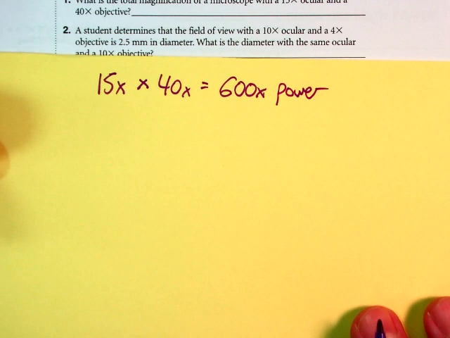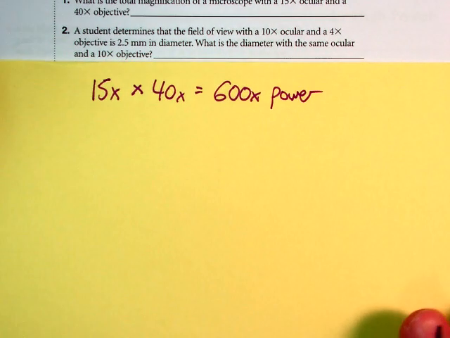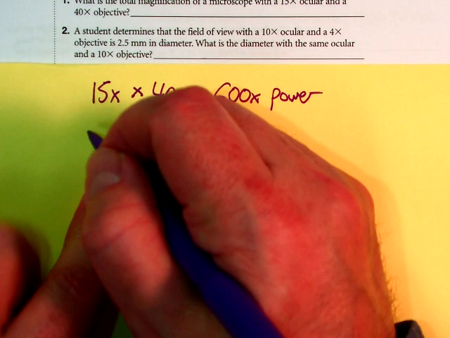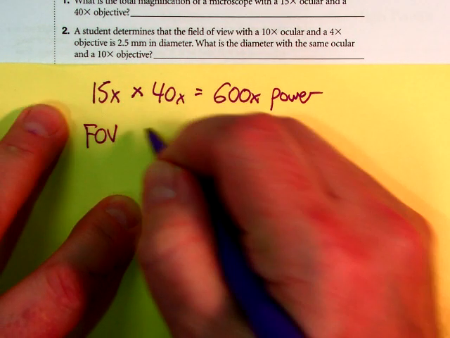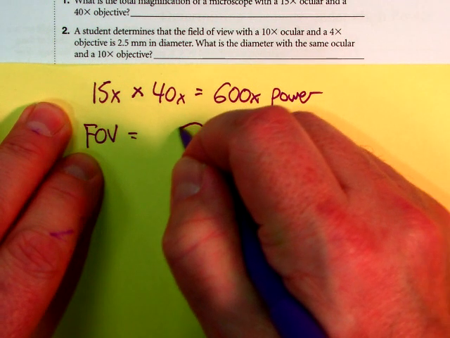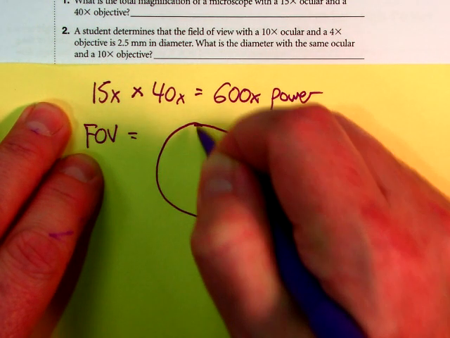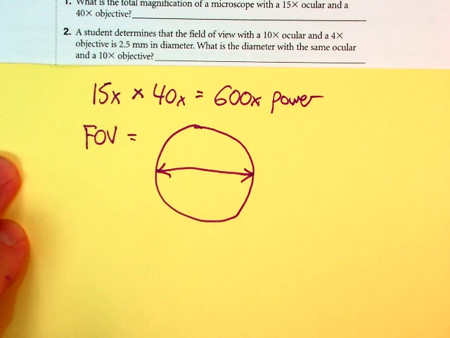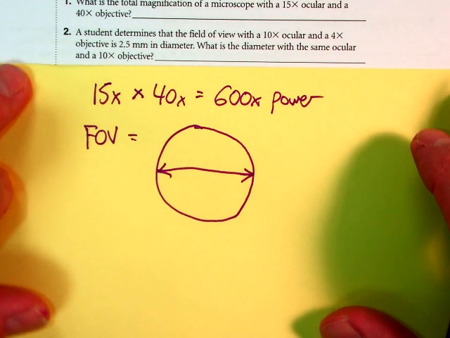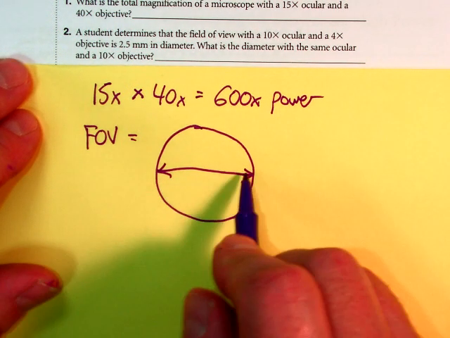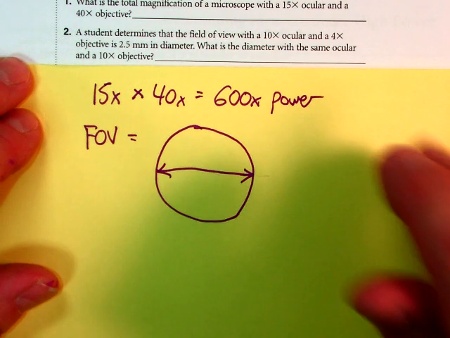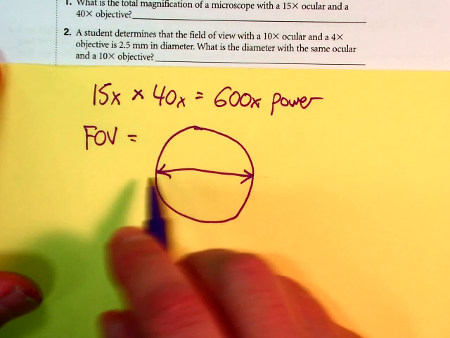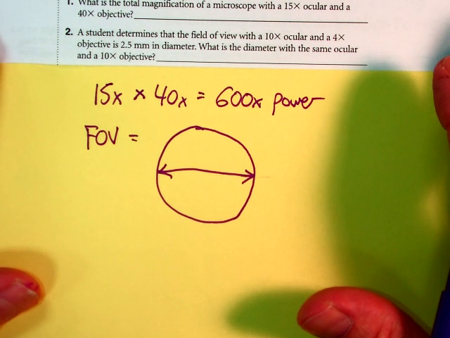The next problem down says a student determines that the field of view, again, is basically what you see under the microscope from here to here. That's your field of view, how much you can see when you look into the microscope. So if we measure this with a ruler on low power, we can calculate the distance across for the field of view on a higher power.